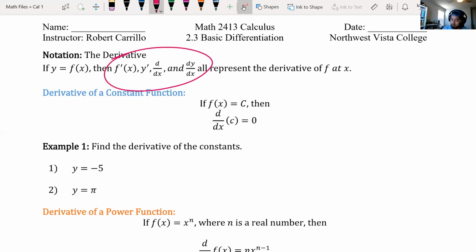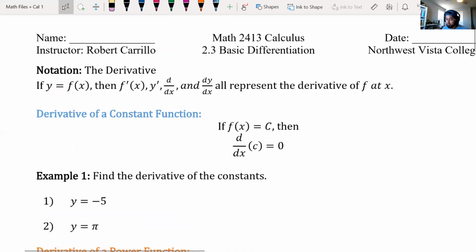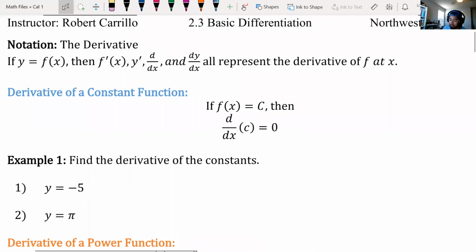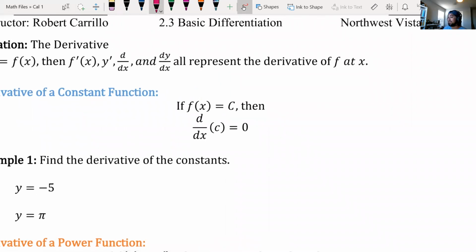Okay. So with that being said, we come to our first rule for derivatives, and it is the derivative of a constant function. If f of x equals some constant c, then the derivative of a constant will always be 0. Remember, a constant is just a number without a variable. So the derivative of any constant is 0.